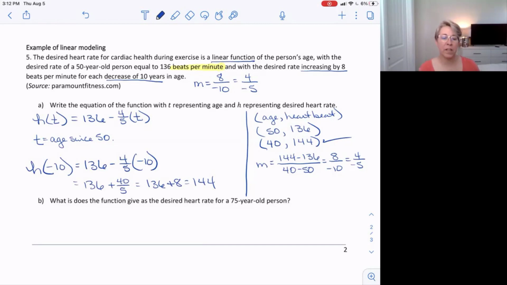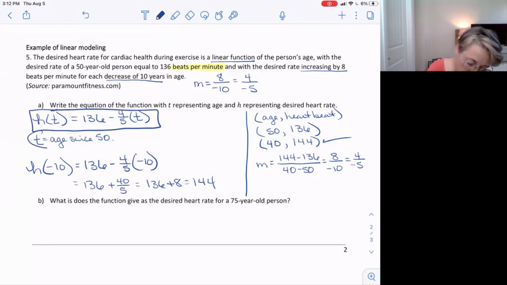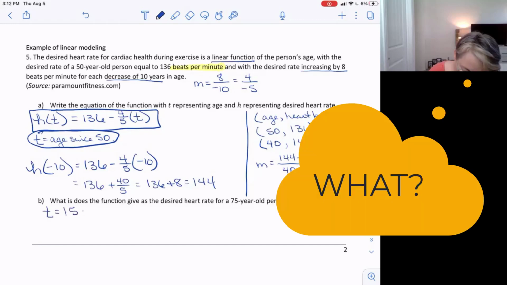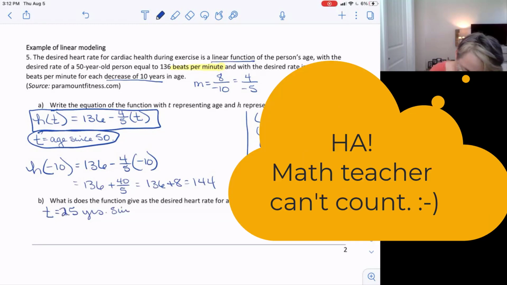So then it says, what does this function give as the desired heart rate for a 75-year-old person? Now, just to clarify, this is our equation, but you're not plugging in someone's age, we're actually putting in t as the age since 50. So to answer B, we're going to use that equation, but what does our t need to be? If t is our age since 50, then 75 would be 15 years. No, 25 years. 25 years since 50.